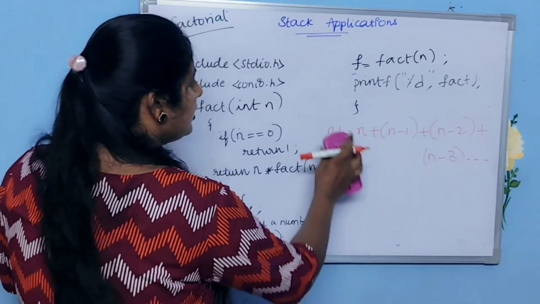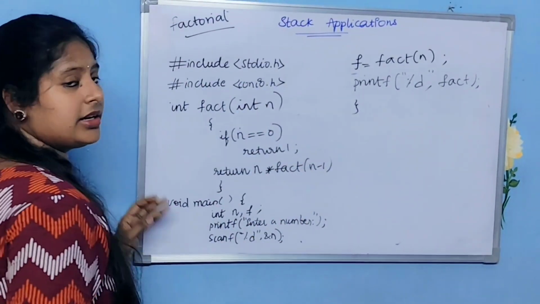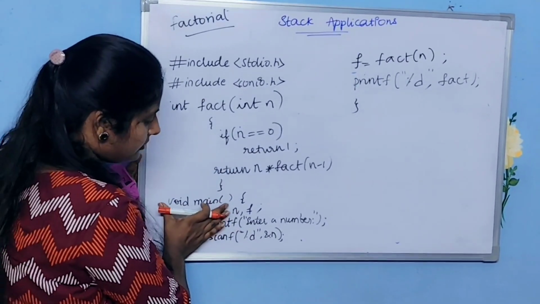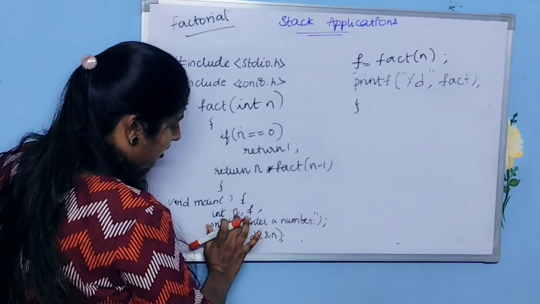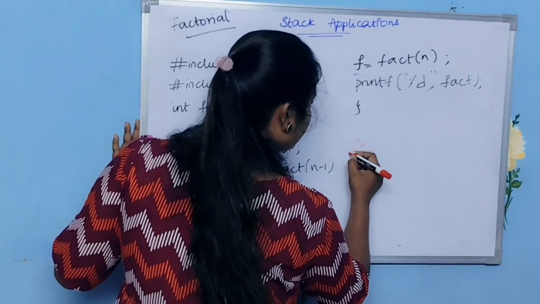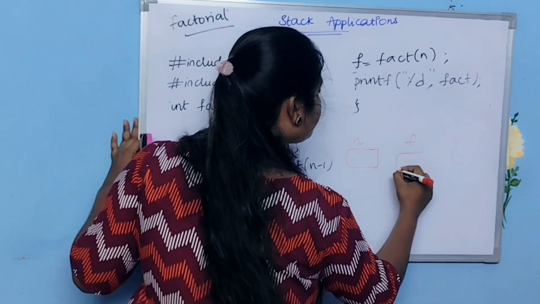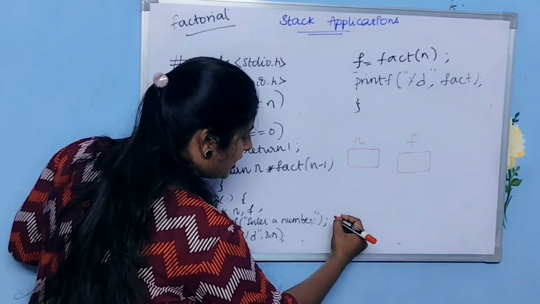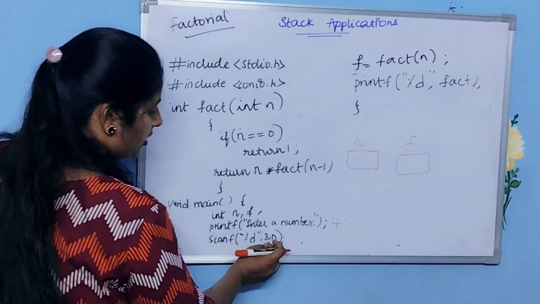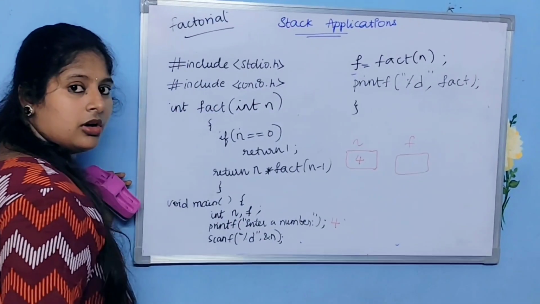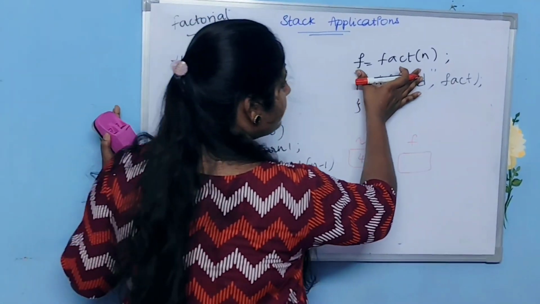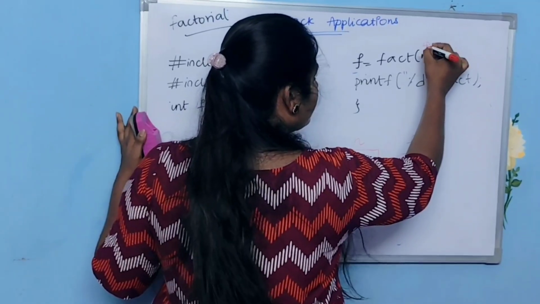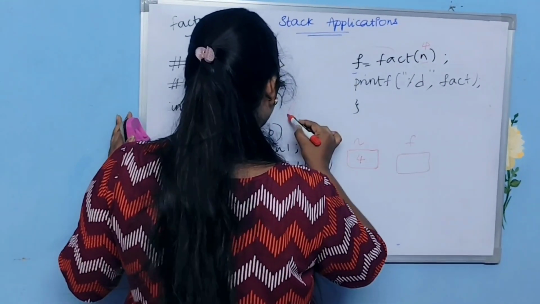Now I'll explain, and you will understand easily with the explanation of this program. Execution starts from the main function. So I went to the main function. In the main function, we have declared 2 variables. First one is n. Second one is f. Now I ask you to enter a number. My number is, for example, 4. So it is stored in n. Now after this, f equals fact of n. What is this n value? 4. Where is this fact function body? It is over here.